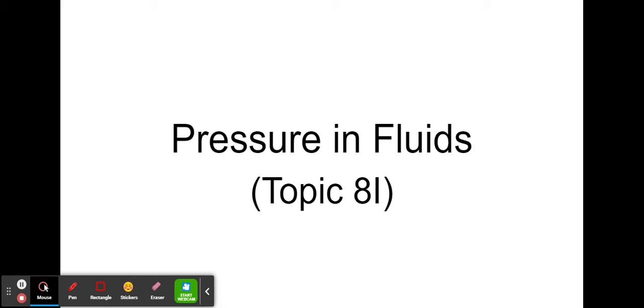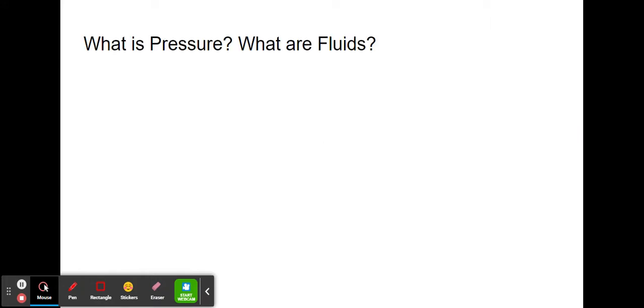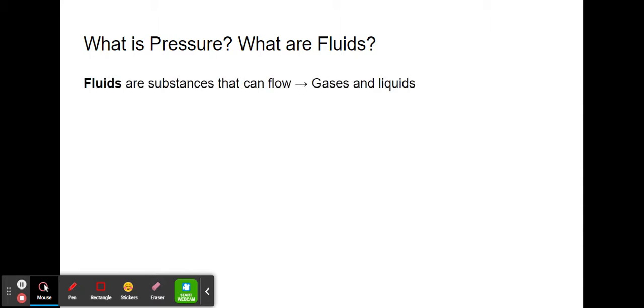Hi, so in this video, we are going to go through pressure in fluids, which is part of topic 8i. So firstly, to discuss pressure in fluids, we need to understand what is pressure, but also what are fluids. So fluids are substances that can flow. So we're talking about things like gases and liquids.